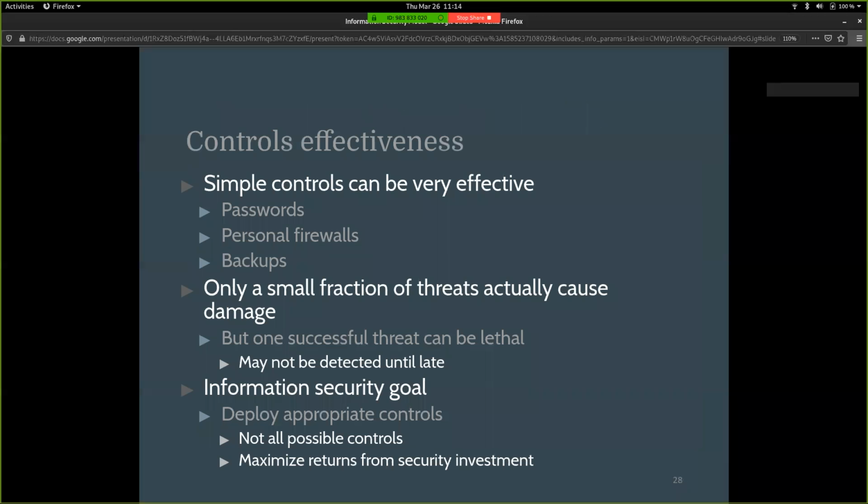Some controls can be simple and very effective. One of my favorite quotes is actually from the FireEye CEO, who said that companies have to be right every single day. A hacker just has to be right once. So it definitely underscores the importance of having as many controls in as possible without hampering productivity from your staff.